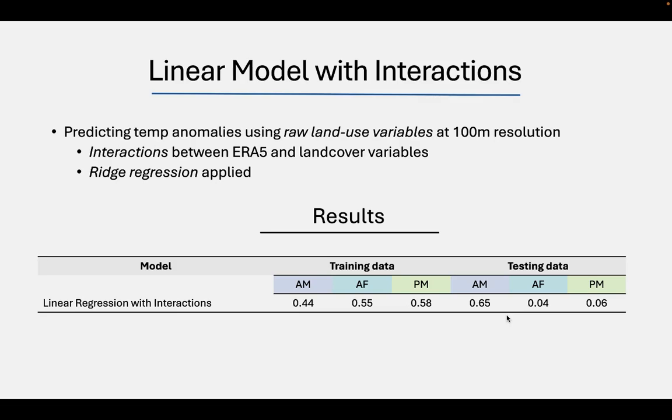When it comes to the linear model with interactions, this is predicting temperature anomalies using raw land use variables at 100-meter resolution. This differs from the mixed effects model, which is using the buffer at 500 meters. Within this linear model are interactions between the ERA5 and land cover variables, so essentially meteorological and land cover variables. A ridge regression was also applied to prevent overfitting of the model. Below we can see the results. The main ones we would like to highlight are for the morning, the linear regression with interaction seems to perform very well in comparison to the rest of the models.